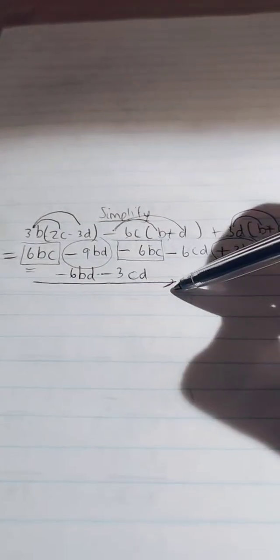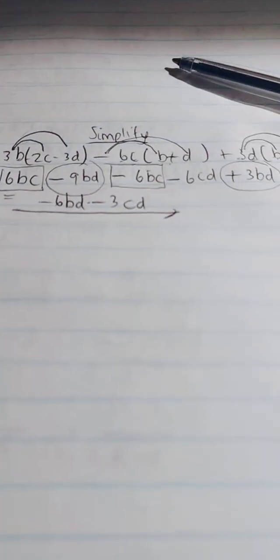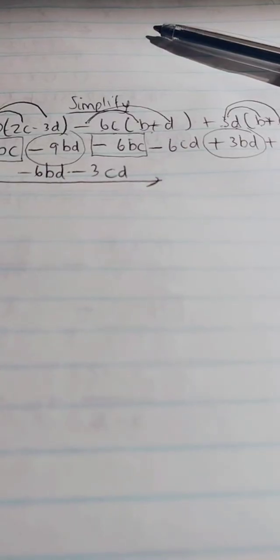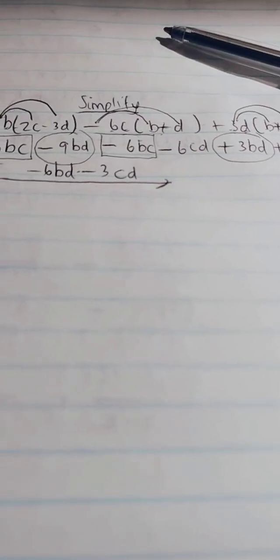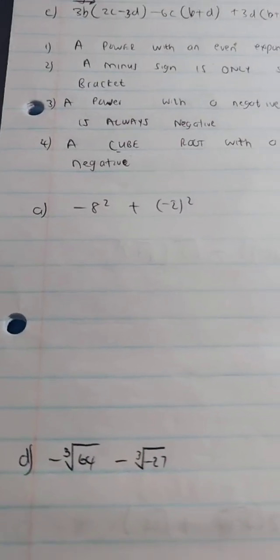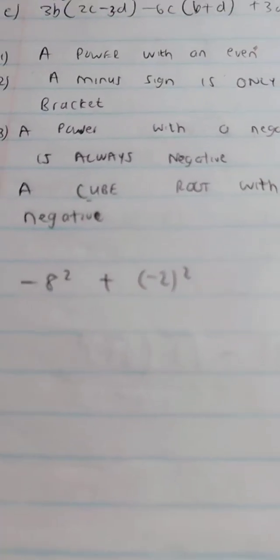And you know that there are no like terms here because CD and BD, though they have D, the reality is that they are not like terms. So we cannot add and subtract unlike terms. So we leave it there. I hope you guys are clear.